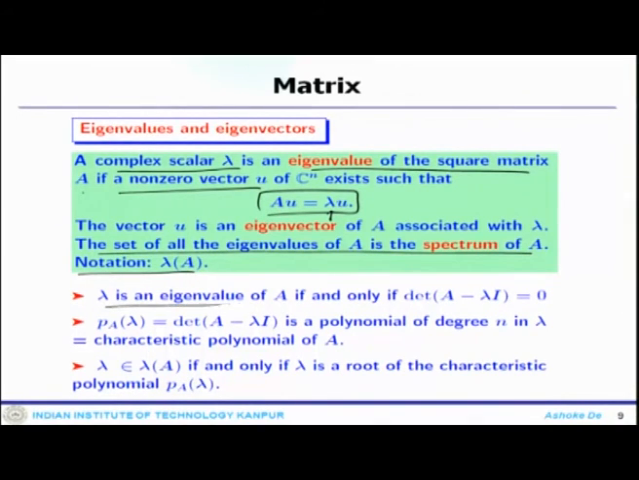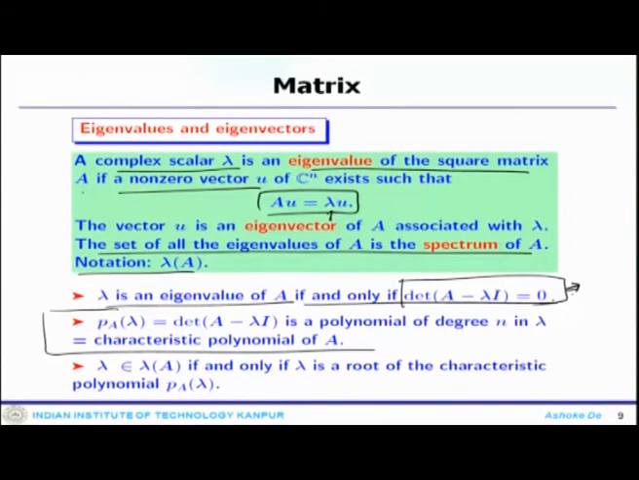Lambda is an eigenvalue of A if and only if the determinant of A minus lambda I is 0. So this is the criterion, and that leads to a characteristic polynomial. It depends on the size of the matrix. If it is a 3 by 3 matrix, then it would be a characteristic polynomial of third order. If it is 4 by 4, fourth order. So depending on the size of A, it gives you a polynomial of that order, and once you solve that polynomial, the roots of the polynomial are going to be the lambda. So this is what exactly the characteristic polynomial means.